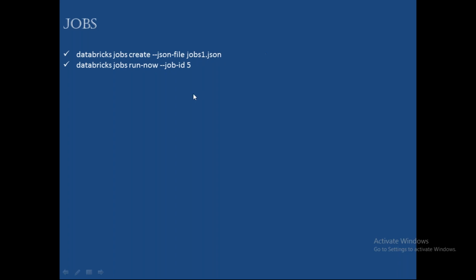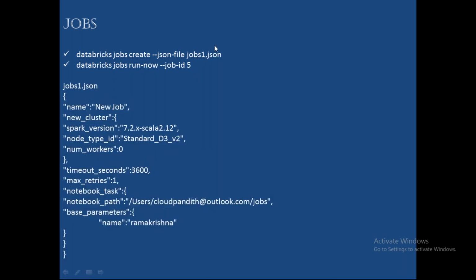Once we have a job ID available, if you want to run that particular job, you can say databricks jobs run-now. If you want to run immediately, use this; if you want to schedule, you need to schedule it. databricks jobs run-now --job-id 5. So job ID 5 I want to run. This jobs1.json file will contain this information.